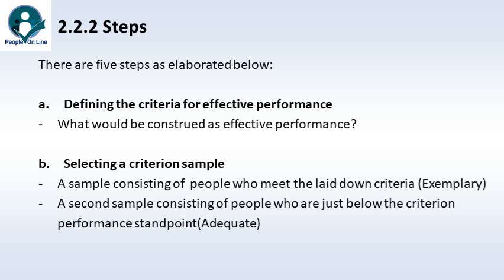Steps. There are 5 steps as elaborated below. A. Defining the criteria for effective performance. What would be construed as effective performance? B. Selecting a criterion sample. So there would be 2 samples. One sample consisting of people who meet the laid down criteria, called the exemplary group, and a second sample consisting of people who are just below the criterion, and they could be called the adequate group.